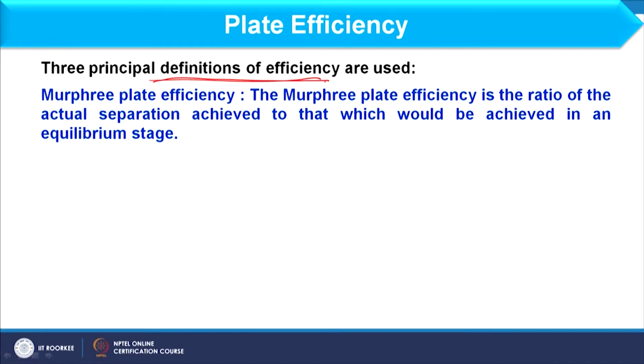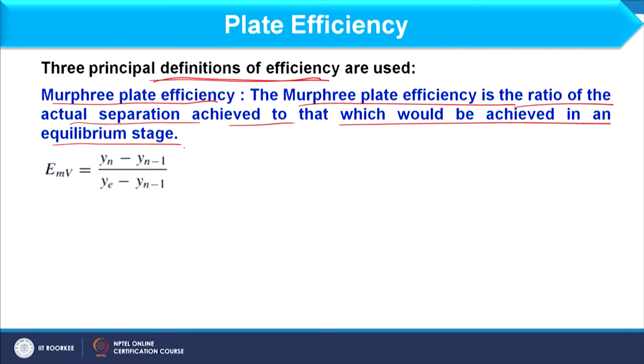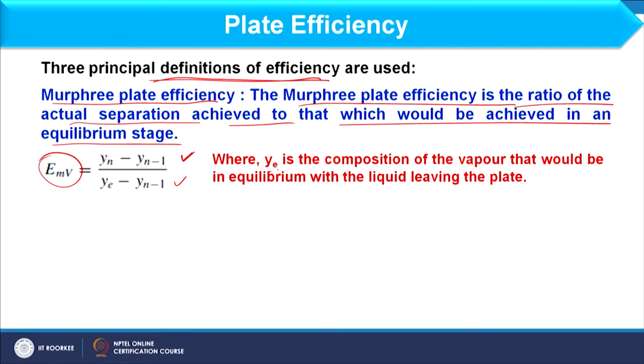Usually we have three principal definitions of efficiency. The first one is the Murphy plate efficiency, which is the ratio of the actual separation achieved to that which would be achieved in an equilibrium stage. That is yn minus yn minus 1 divided by ye minus yn minus 1, where ye is the composition of vapor that would be in equilibrium with the liquid leaving the plate.